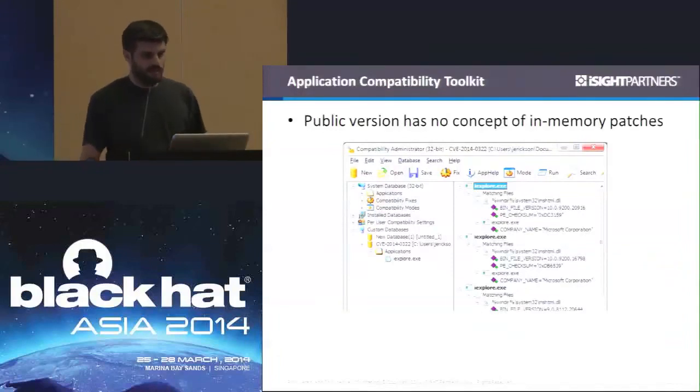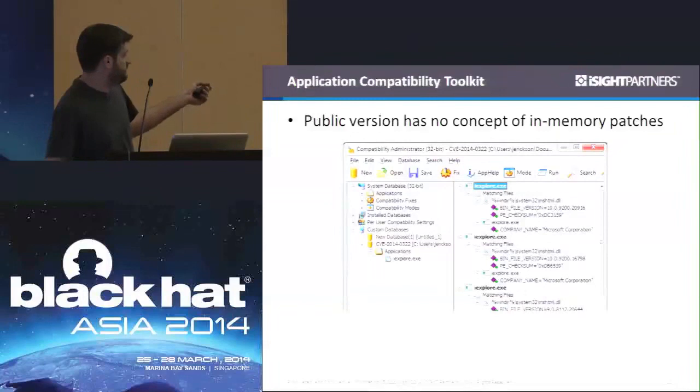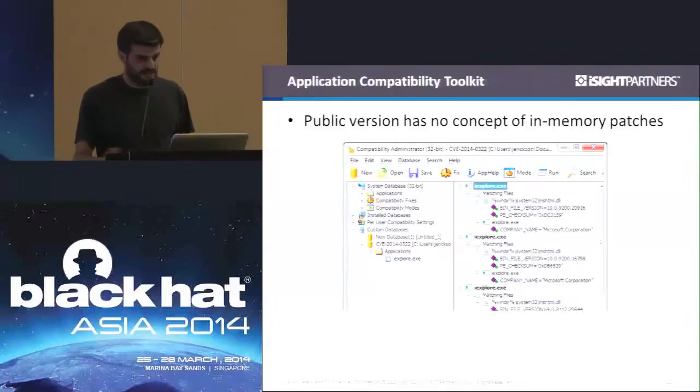Now, if we take the same toolkit GUI here and bring in one of these fix-it shims, we see the same matching files entries like we saw in the previous slide. However, there's no compatibility fix listed here. There's no compatibility mode listed here. So how do you know what this does? It has like no concept of what these in-memory fixes are or what they do. So I'm guessing that Microsoft has some internal version of this tool, or maybe they use something a little bit different to create these.